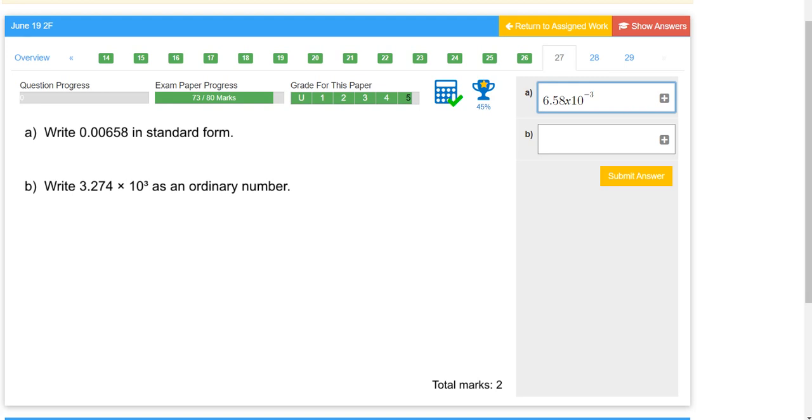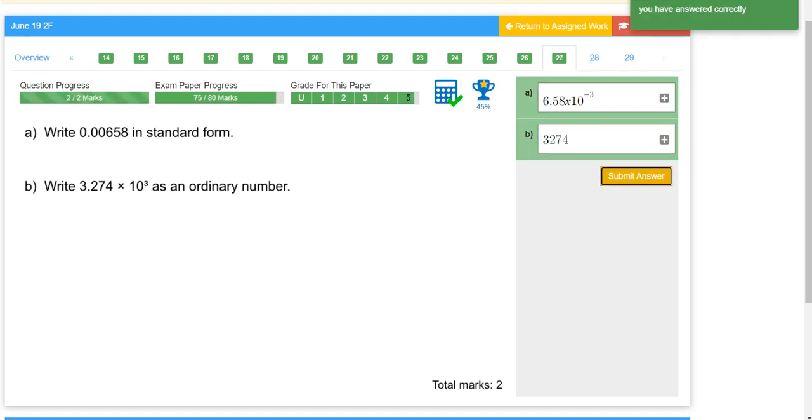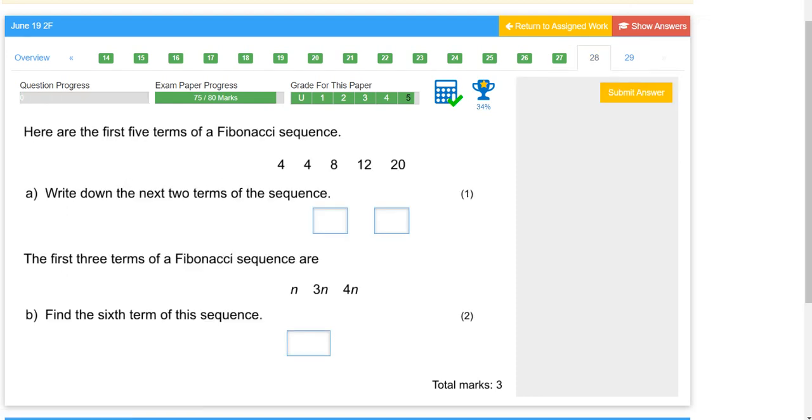And then this one is going to be 3274 multiplied by 1,000. Well, if I multiply that, to be honest, it's a calculator paper. I can just put it in my calculator. But 3.274 times 1,000 will give me 3274. And notice how, even though it was right at the end of the paper, it was quite a straightforward question and well worth reading through to the end to make sure that we can do those questions.